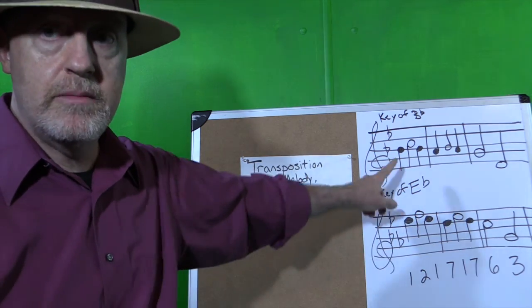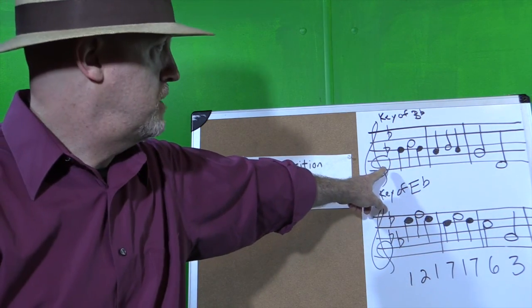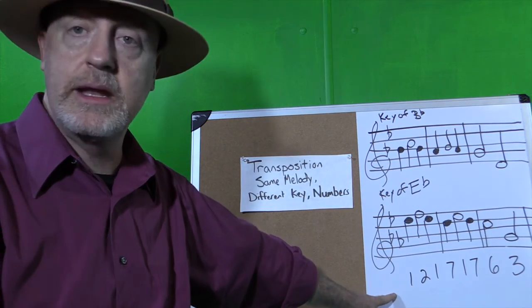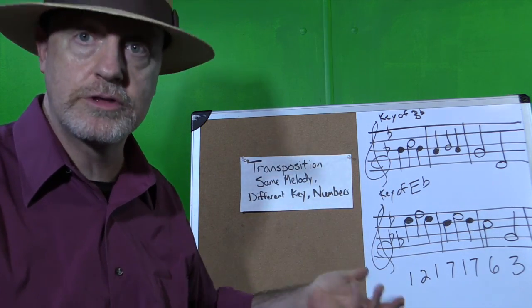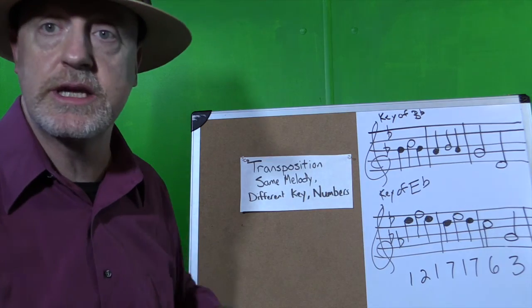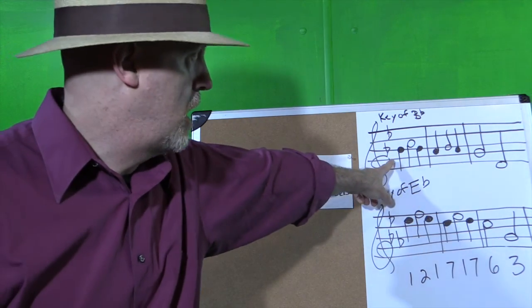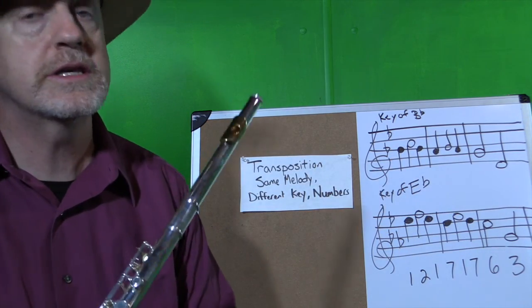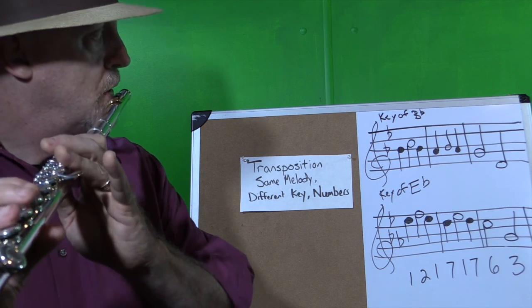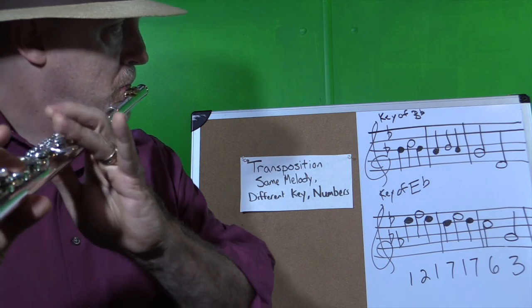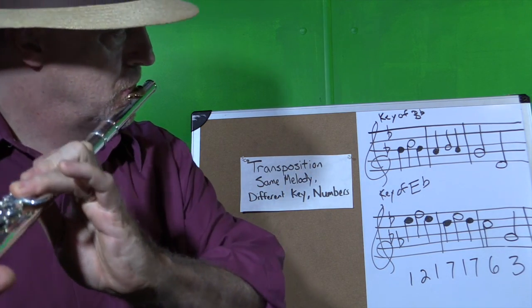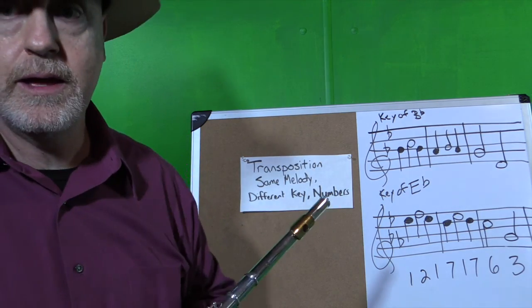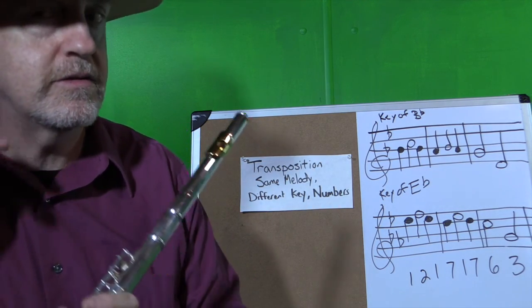But I'm going to play it in both keys right now. I'm going to play it in B flat, and I'm going to play it in E flat, and that's called transposing. I'm going to change the key of the song. So I'll tell you what I'm doing. Here's the key of B flat. Okay, and here's the key of E flat. See if you can hear the difference.